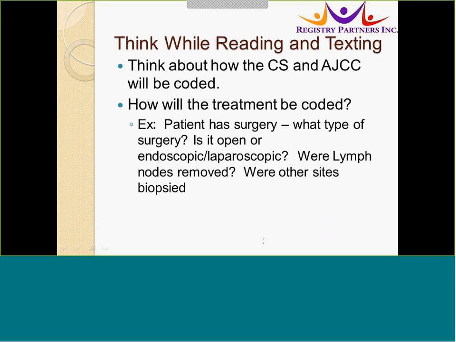Think about how the CS and the AJCC will be coded while texting. The pathology information will affect the CS and the stage. So think about how that will affect that while you're texting the pathology. How will the treatment be coded? For example, the patient has had surgery. Well, what type? Is it open, endoscopic, laparoscopic, robotic? Were lymph nodes removed? Were other sites biopsied? This will help you later when you need to code the surgery that was performed.